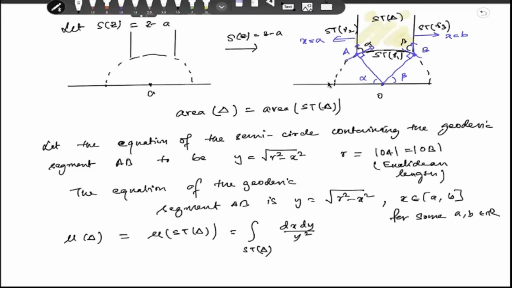So this integration we have to compute. So this integration is basically equal to this double integration, A to B, r square minus x square to infinity, dx dy by y square. So we want to compute this area.